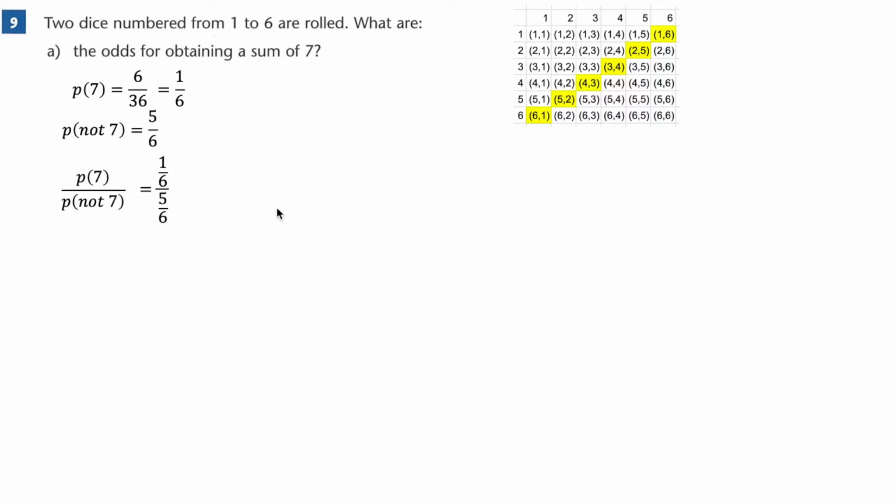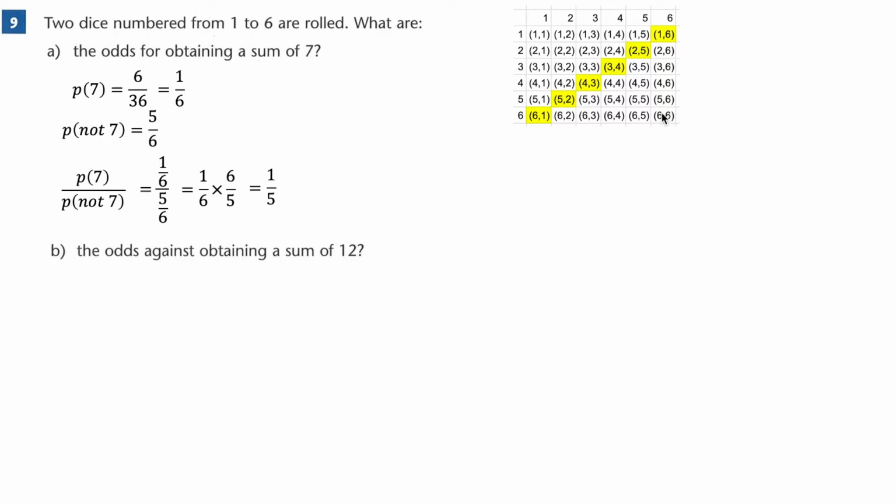If you divide them, you get 1/6 divided by 5/6, which is 1/6 times the reciprocal of the dividing fraction, 6/5. The 6's cancel, and you get 1/5, or 1 to 5. So the odds of obtaining a sum of 7 is 1 to 5. B, the odds against obtaining a sum of 12.